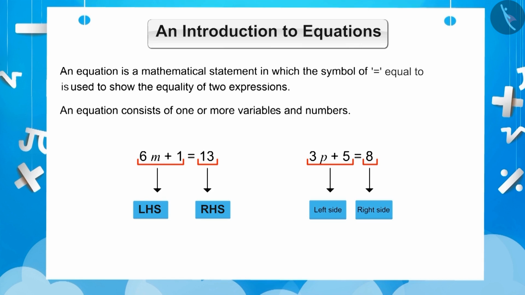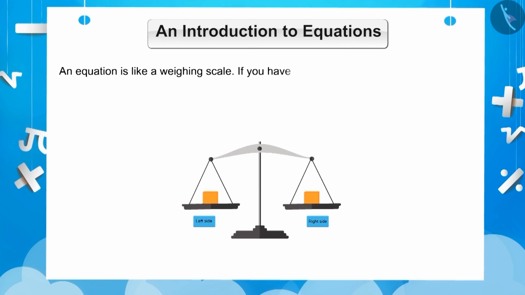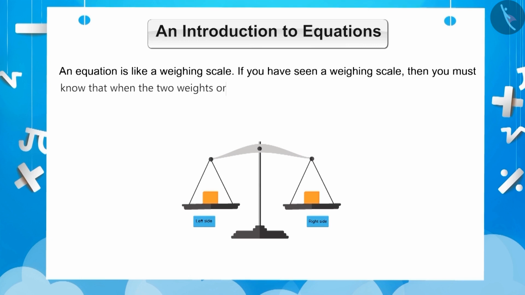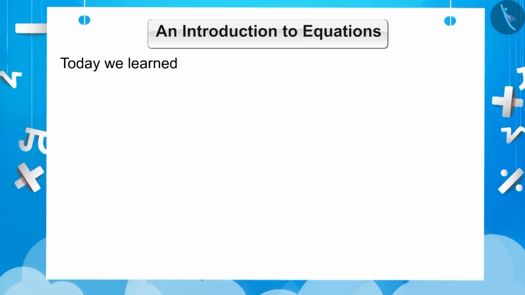Let's understand it with the help of a weighing scale. An equation is like a weighing scale. If you look at a weighing scale, then you must know that the two sides of the weighing scale should be of equal weights for it to be balanced. If we increase the weight in the right pan, then the left pan rises and the weighing scale is not balanced. The same rule applies to the equation. In a balanced equation, the left side is always equal to the right side.